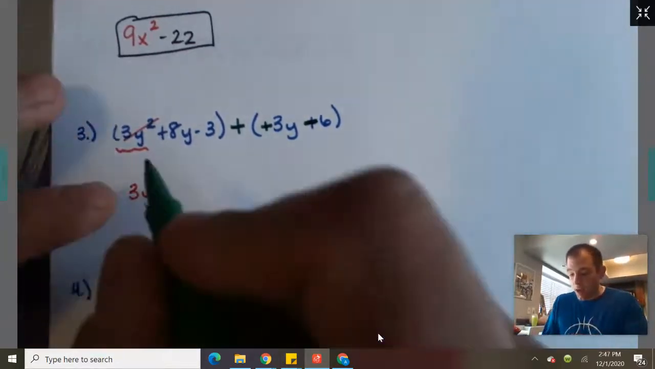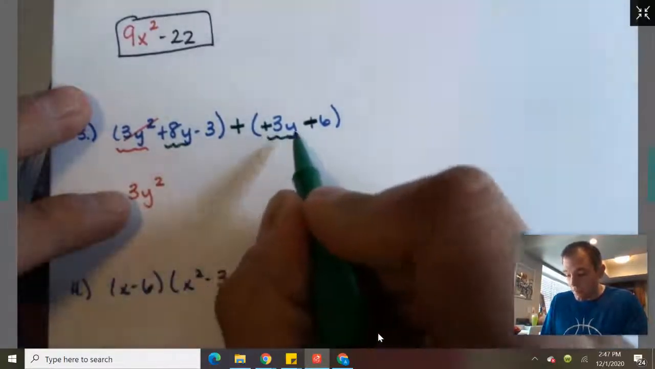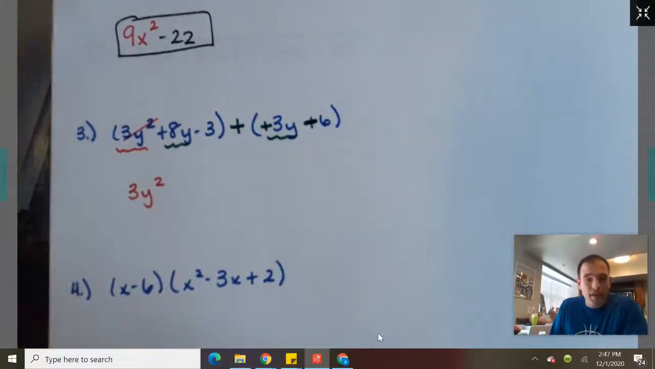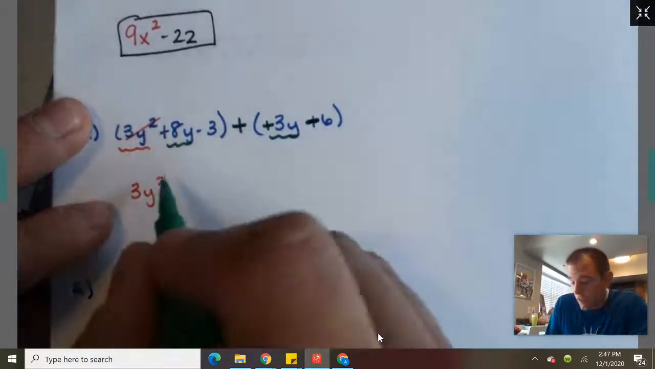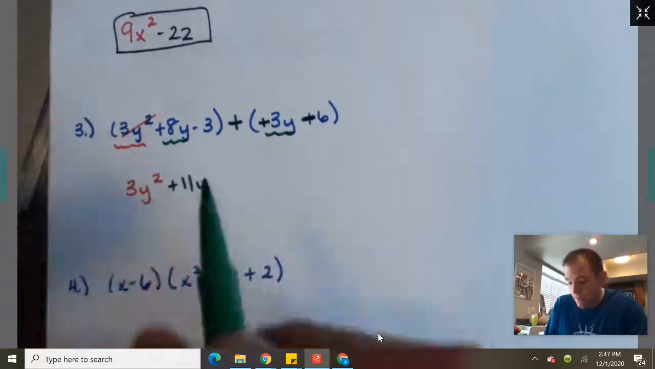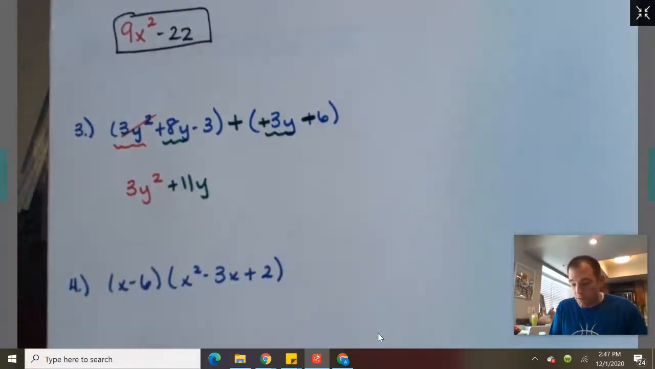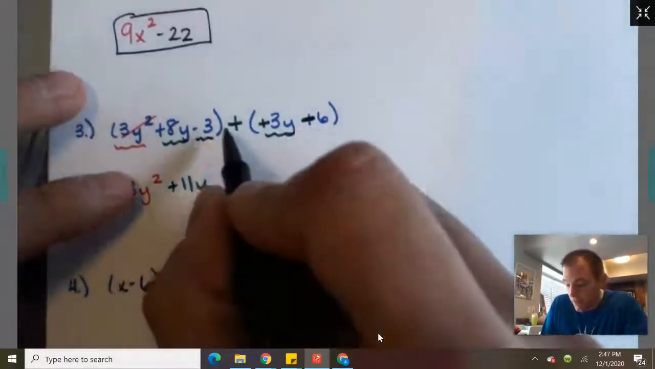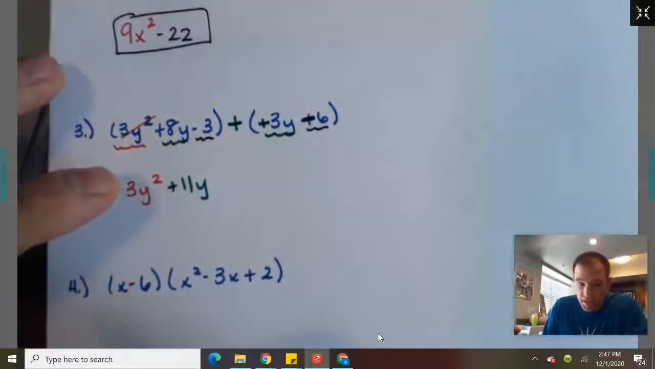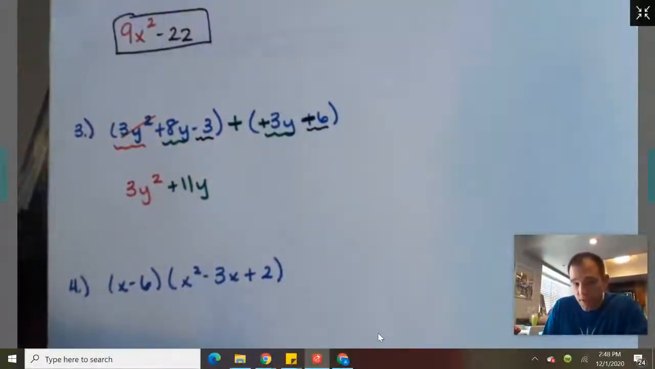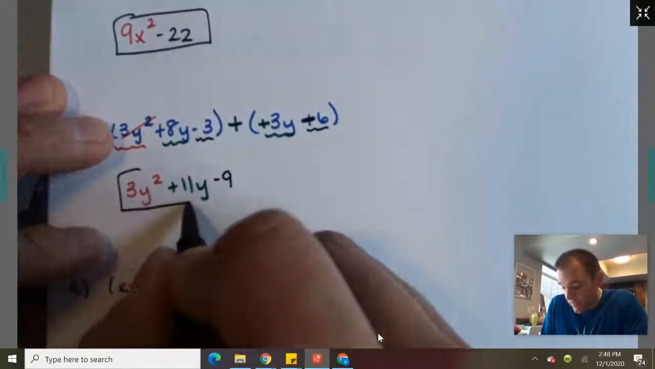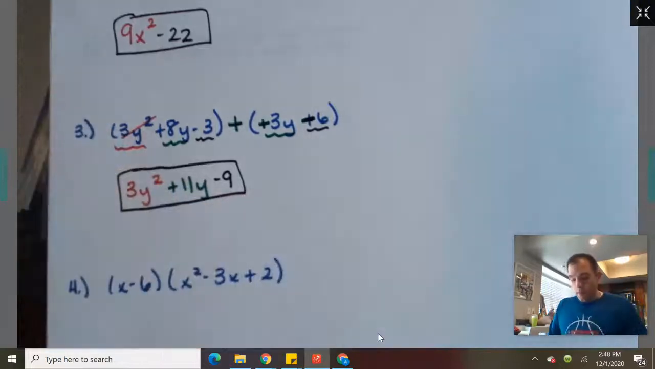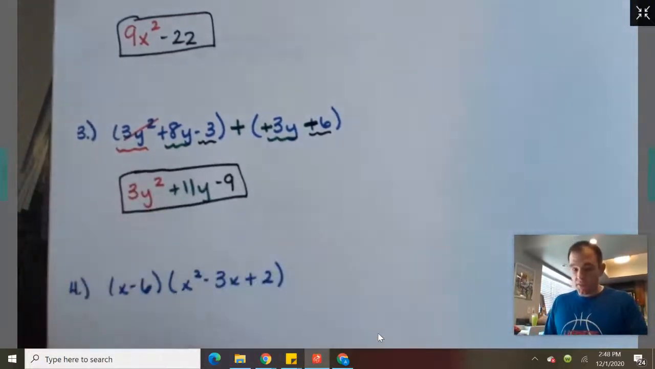Then I have 8y plus positive 3. So now I don't have to worry about the negatives as much, a little bit, but not as much. So 8 plus 3 is 11y. And then the last one, we have negative 3 plus negative 6. So they're both negative, so that means we actually add them together. So that gives us negative 9. There's my final answer. So you just combine like terms. Remember, the variable won't change and the exponents won't change.